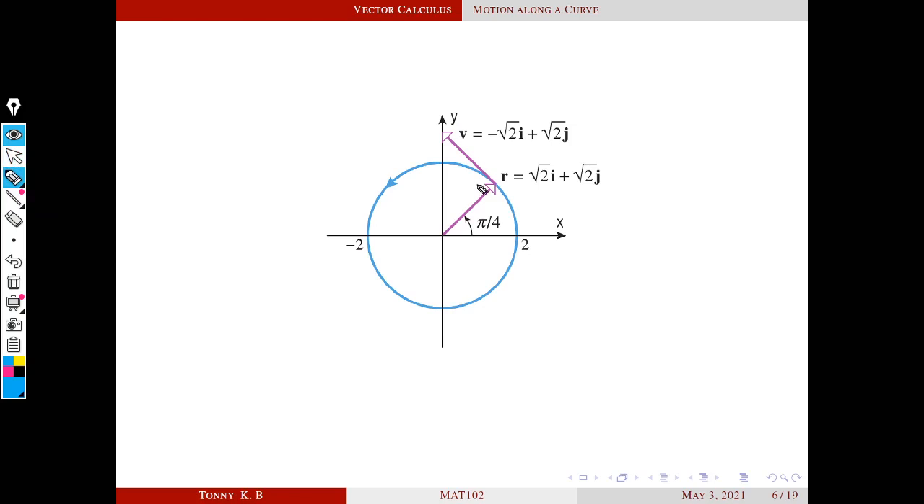Actually, the velocity vector is not this. The velocity vector is like this, because the vector is minus root 2 i plus root 2 j. Vectors are always starting from origin, but the problem is we have to plot this vector at this point. That's why we shifted. Okay, that's all. Ultimately, this is the final shape of our figure.